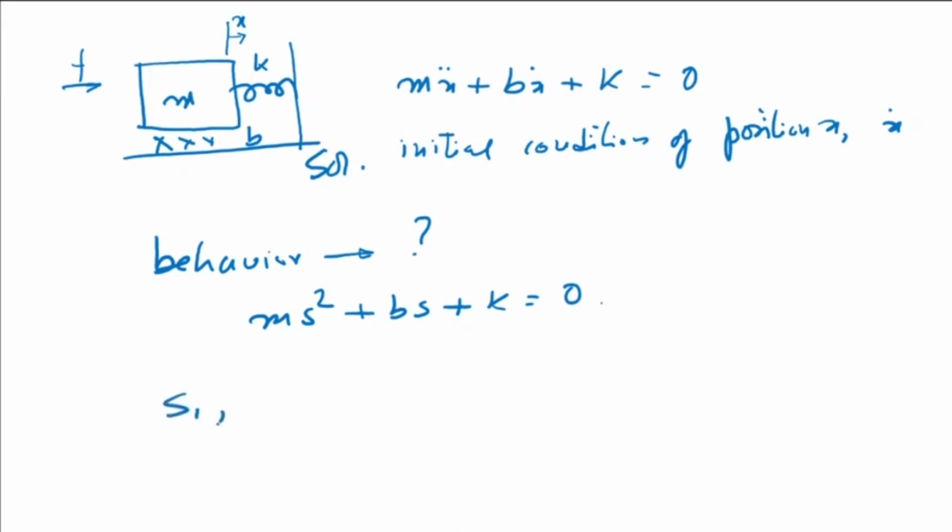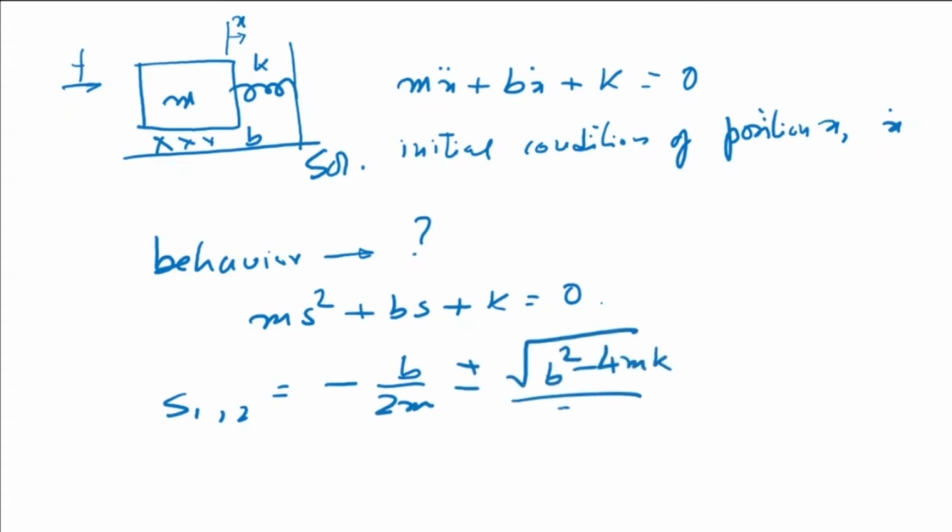It has s1 and s2, which is equal to minus b by 2m plus minus root over b squared minus 4mk by 2m. Okay. Now from intuition, we understand that depending on the values of m, b, and k, especially the values of b and k, the system is going to behave in a particular way. Okay, what do I mean by that?